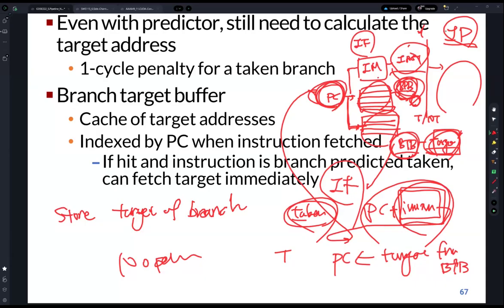And then you can understand that using the branch predictor, we can dramatically reduce the control hazard caused by branch instructions, right? If the branch is predicted correctly, no penalty, because we can get the result from the branch prediction buffer, and we can get the target from the branch target buffer in the instruction fetch stage.